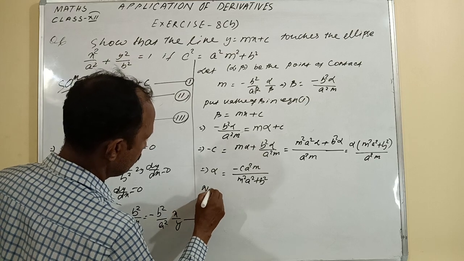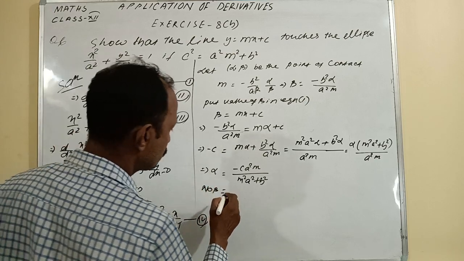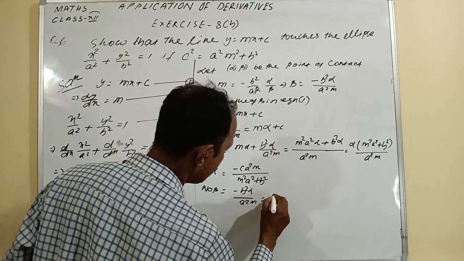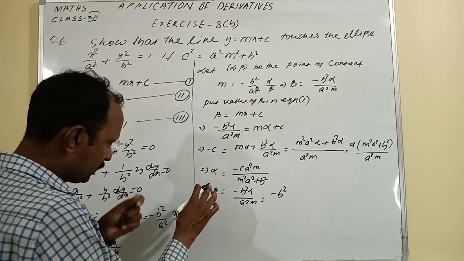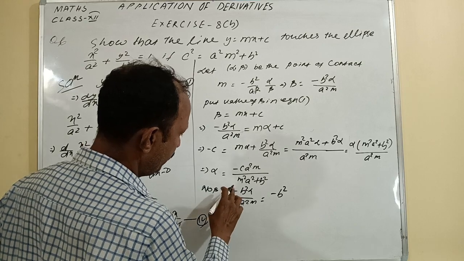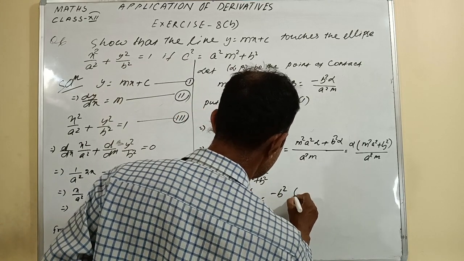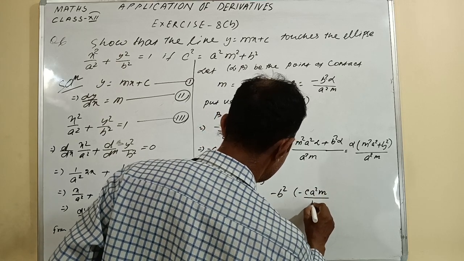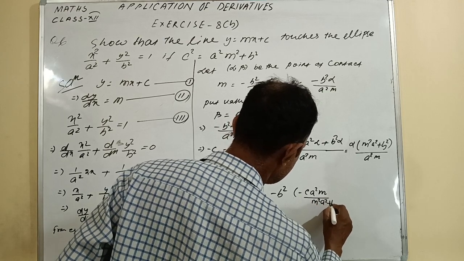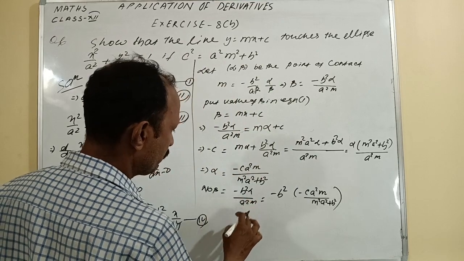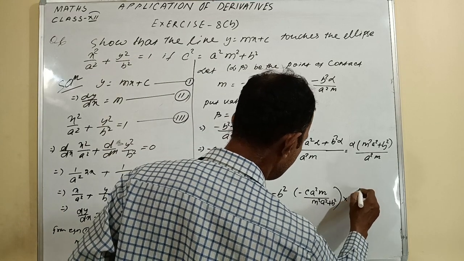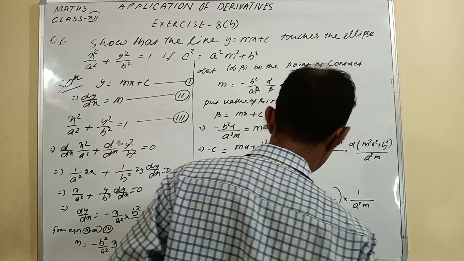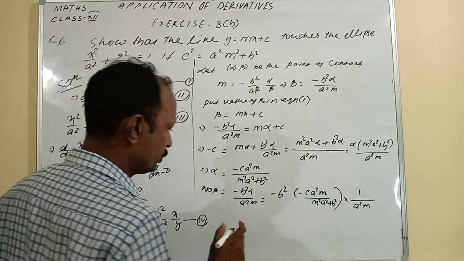So now I can say that beta is equal to how much? Beta equals minus b square alpha divided by a square n, which is equal to minus d square. In place of alpha, I am taking this one, that means minus c a square m divided by m square a square plus b square. This is minus b square alpha divided by, means into 1 by a square m. Okay. So how much will it become?